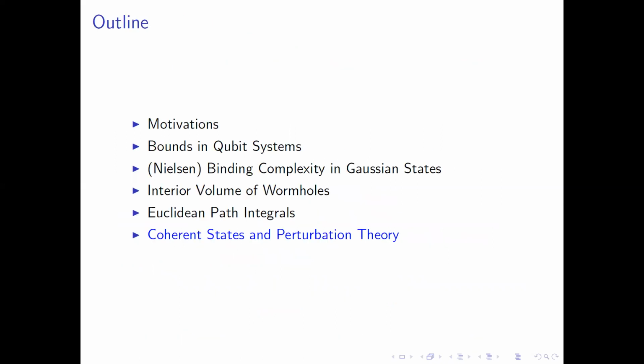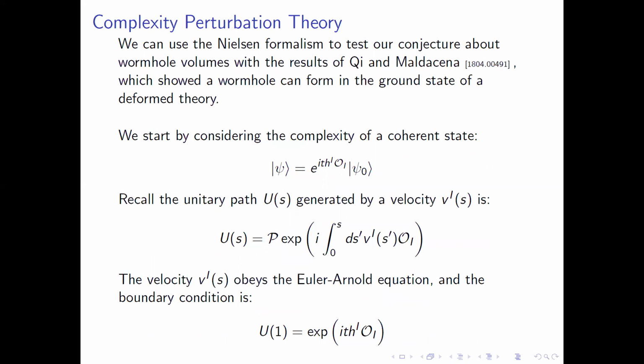All right. So let's talk about one final test of our conjecture about binding complexity and the interior wormhole volume. We can use this Nielsen formalism to test our conjecture with the results of Maldacena and Qi in this work. And they showed that a wormhole can form in the ground state of a deformed theory. Let me explain what I mean by that.